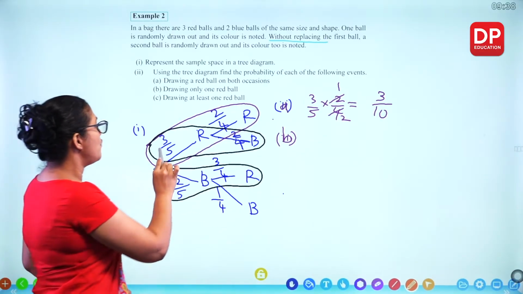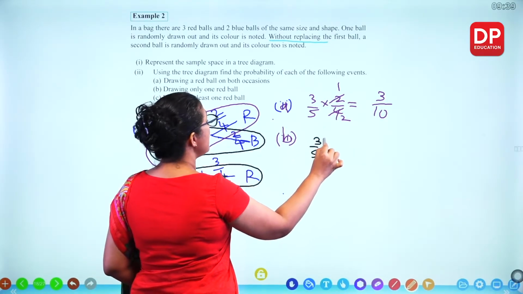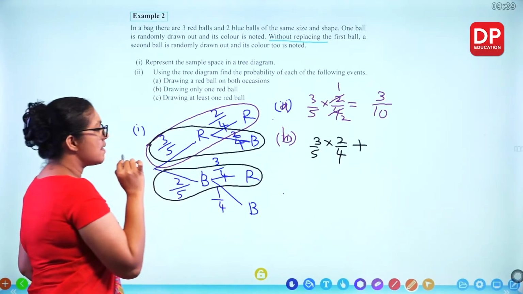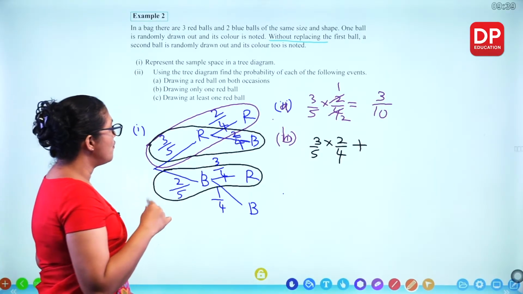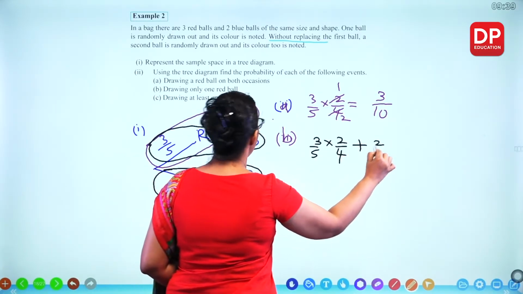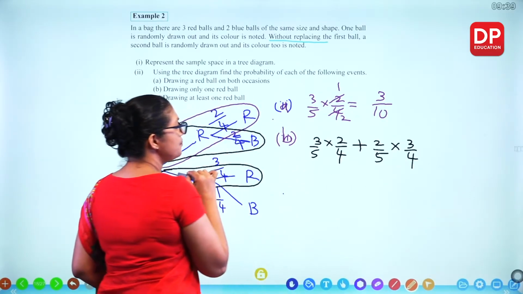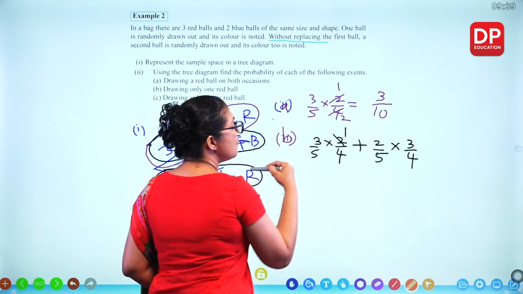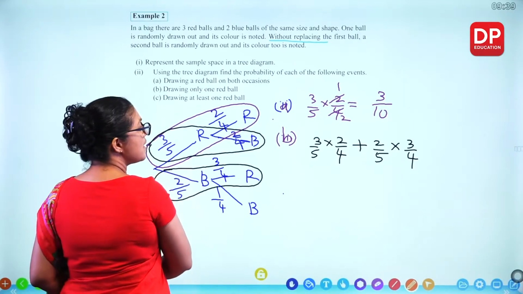So if you take red with black, 3 over 5 times 2 over 4. Or means addition. We have to take the second branch. Blue with red, 2 over 5 into 3 over 4. Now simplify. This is 1. We'll do without simplifying because then you get the same denominator.